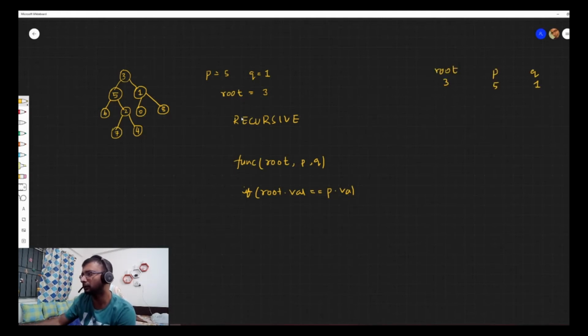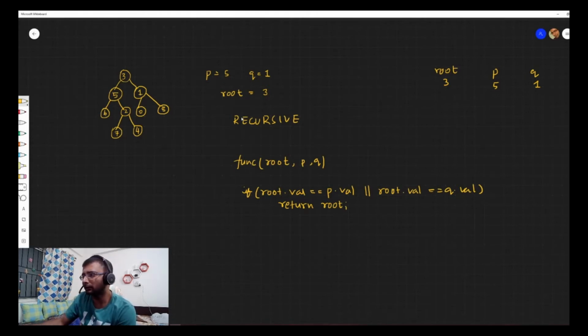So if my root's value is equal to the value of P, or my root's value is equal to the value of my Q, when either of these conditions matches, we know that we have found one of the nodes that we are looking for. In that case, we'll be returning the root, right? But in case of 3, we see that it's not matching.